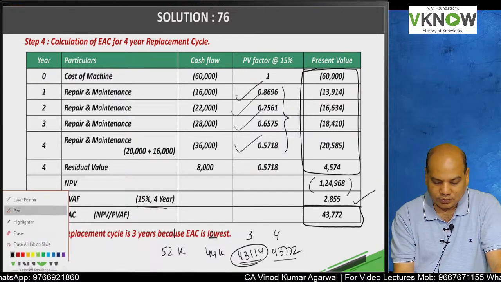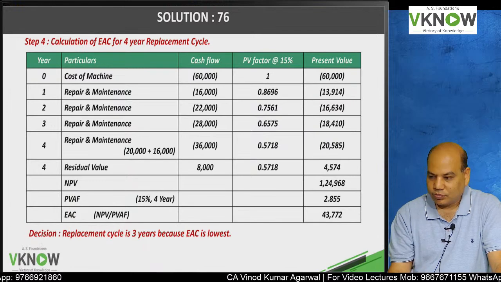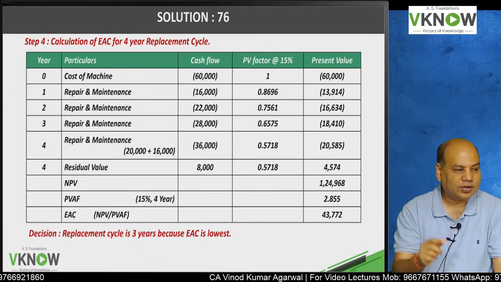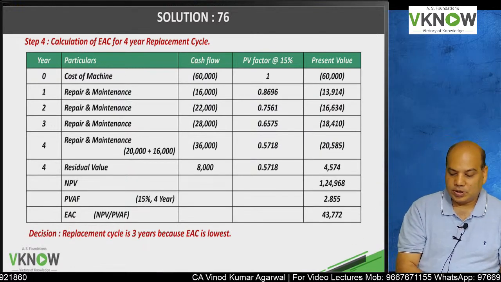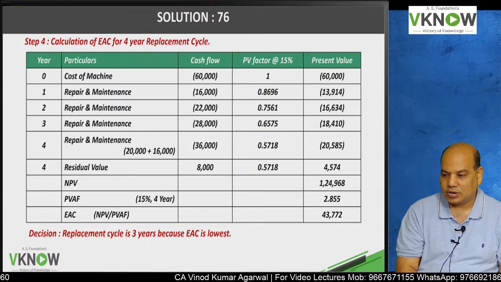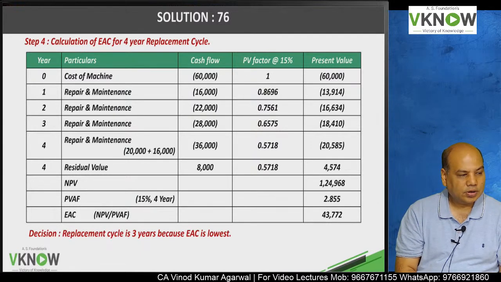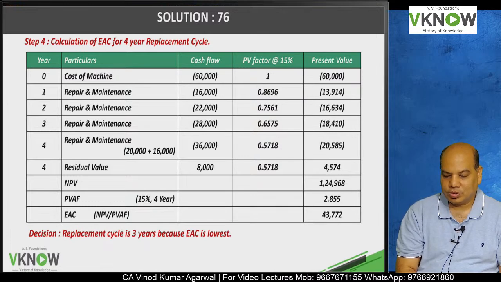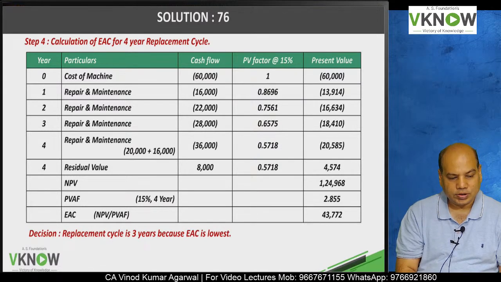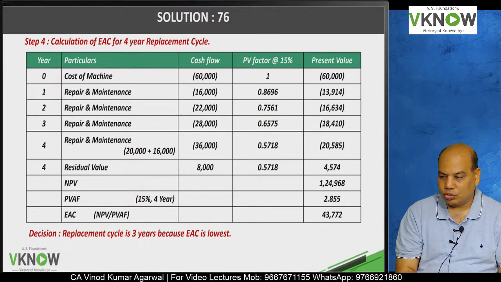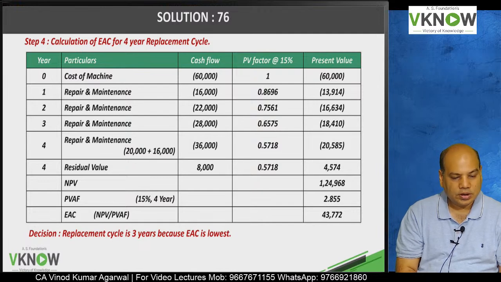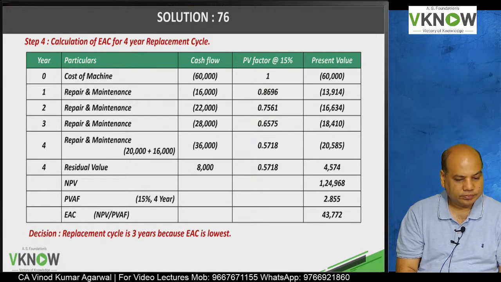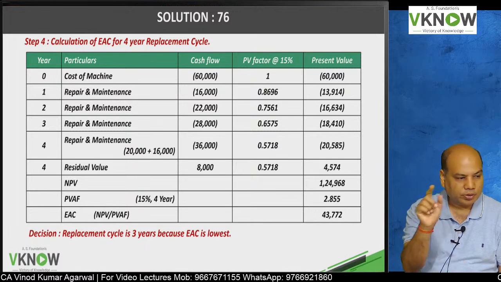Write the decision. Replacement cycle is 3 years because EAC is lowest. This question is from your current study material. Write it down, very important for the exam.